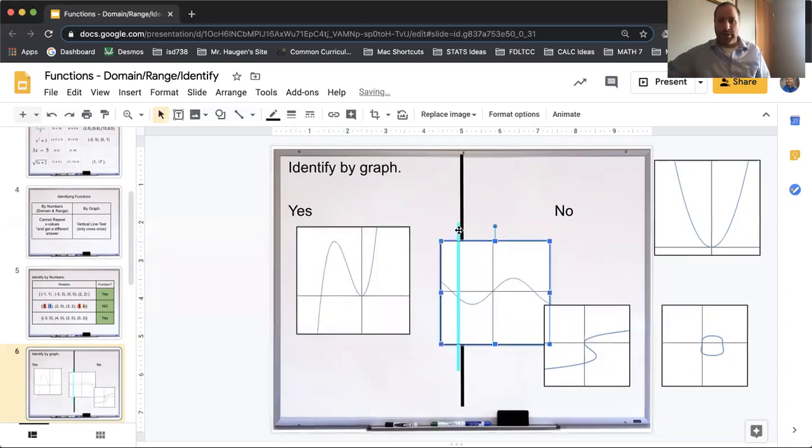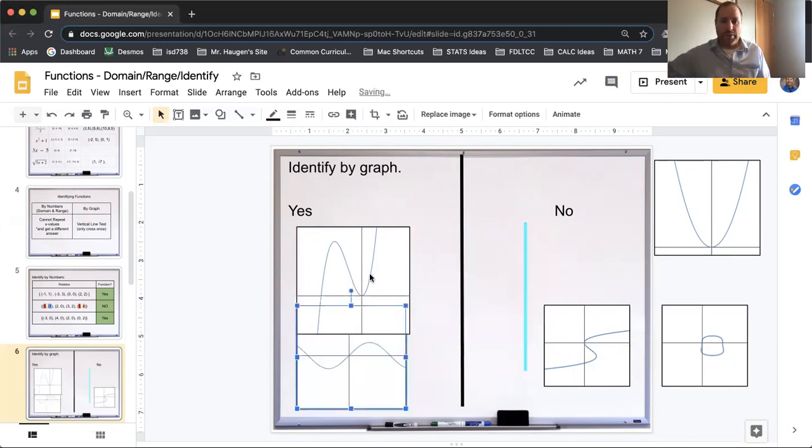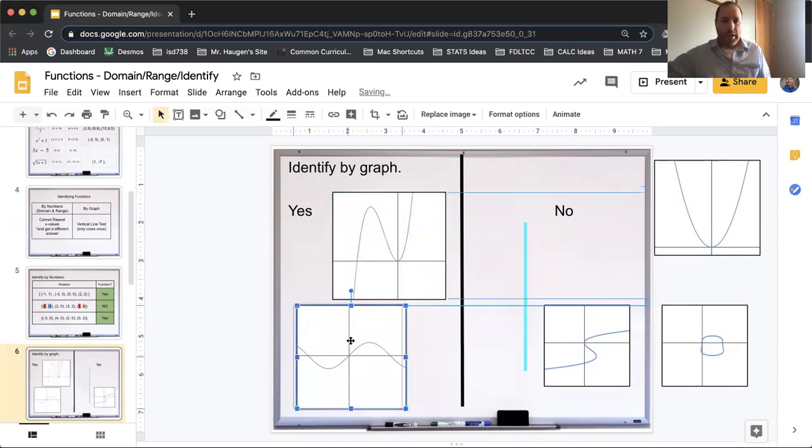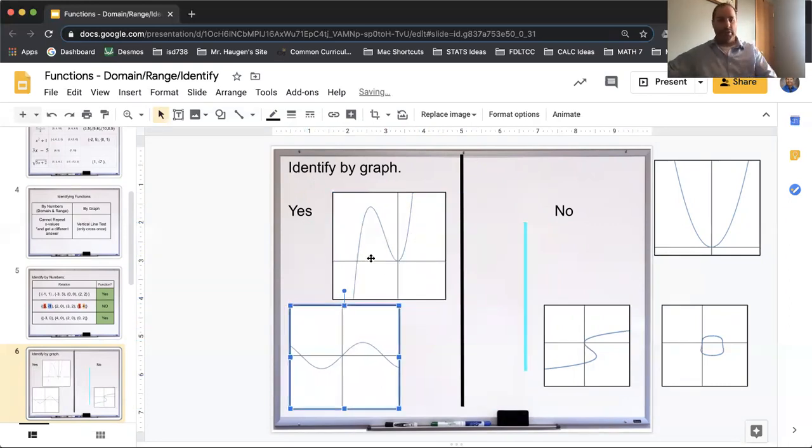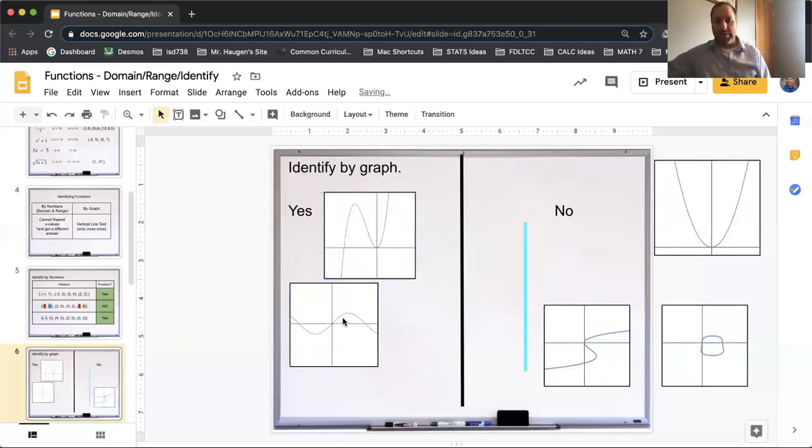If I go through and check this one, I would scan over it and see, does it ever hit vertically more than once? Even though this one is kind of wavy and a little bit different, it's called a sinusoidal function. Some of you that are in trig might be able to recognize that function. But those two are definitely functions. Let me make them a little smaller so we can see those.